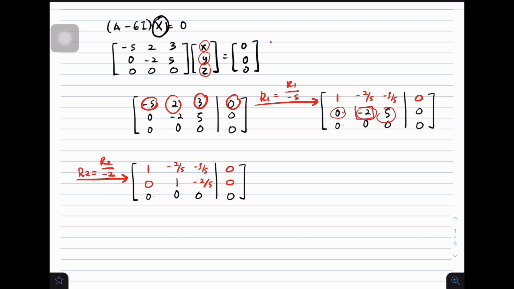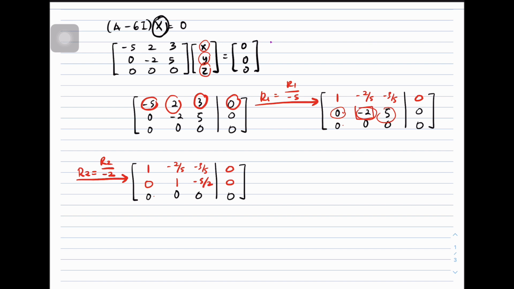Okay, so now if you can see, this one is not negative 2 over 5, it's negative 5 over 2. Negative 5 over 2. Okay, so now we already have the row echelon form, so we can stop here.